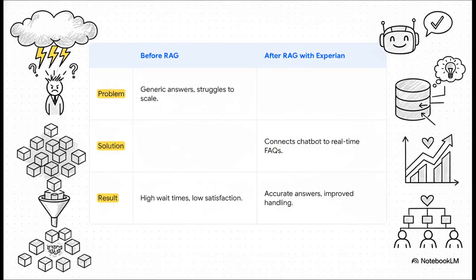So before RAG, companies like Experian found that their chatbots just couldn't keep up and kept giving vague, unhelpful answers. This, of course, led to frustrated customers. But after they brought in a RAG system, their chatbot could instantly tap into the company's real-time FAQs. And the result? Bam! Accurate, company-specific answers, a huge improvement in handling questions, and a major boost in customer satisfaction. Plus, this frees up the human support agents to focus on the really tricky problems that need a human touch.